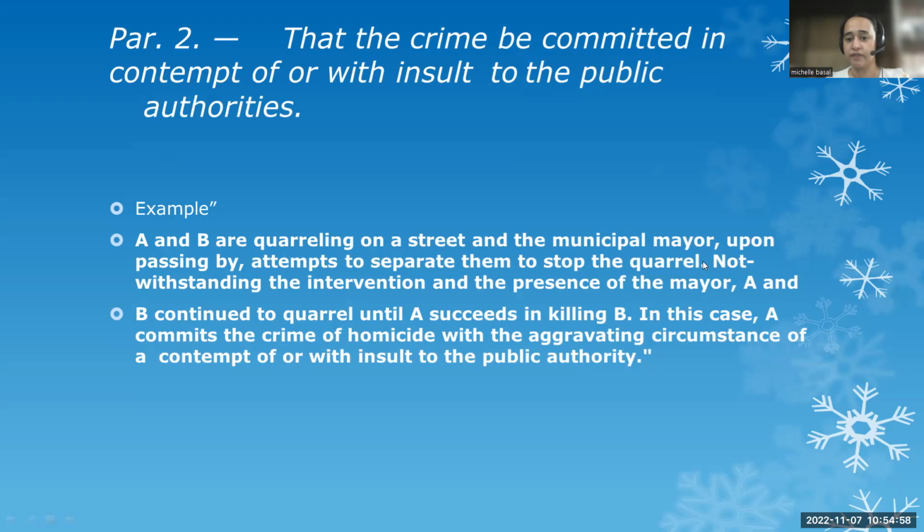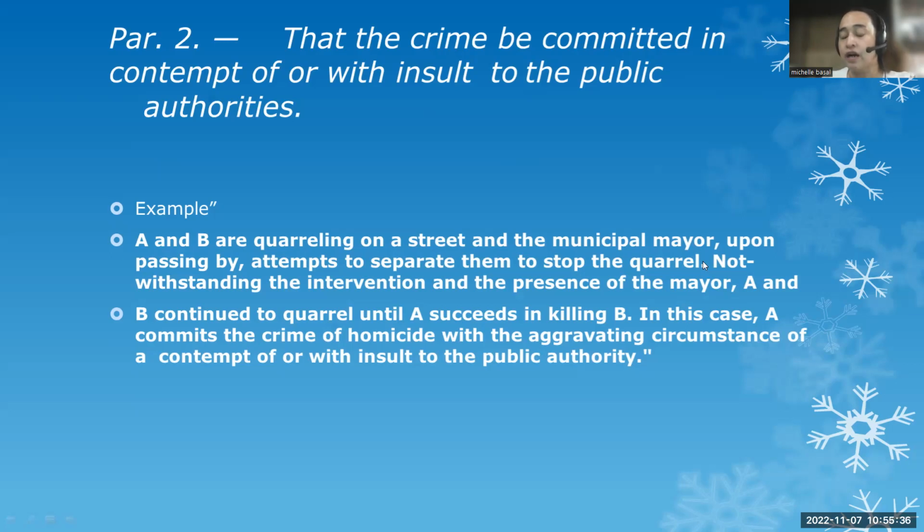Notwithstanding the intervention of the presence of the mayor, A and B continued to quarrel until A succeeds in killing B. In this case, A commits the crime of homicide with the aggravating circumstance of contempt of or insult to the public authority. So imagine the mayor, the executive of the town, was already there stopping them from their quarrel. But then, despite that, they still continue to fight. And at the end of the day, homicide was committed. So there was actually obvious insult to public authority.